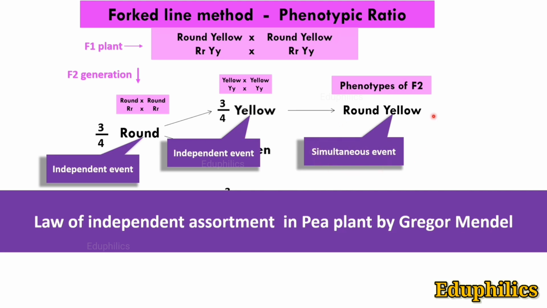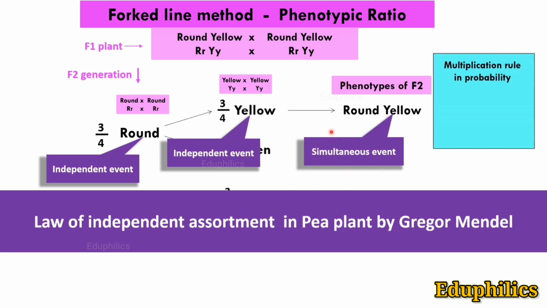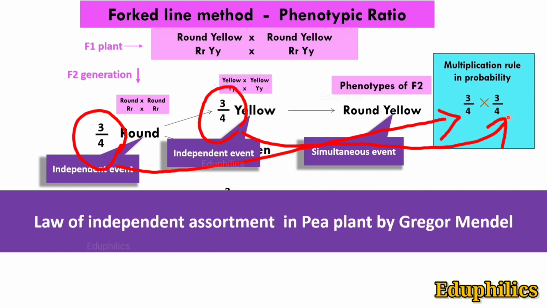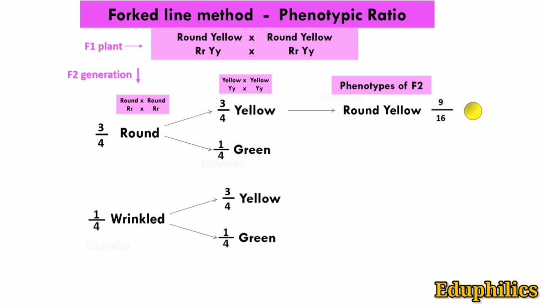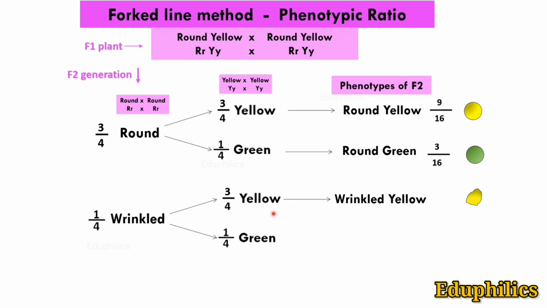To know the probability of a simultaneous event, we follow the multiplication rule in probability and multiply the probabilities of these independent events, which is 3 by 4 round into 3 by 4 yellow. So that is, the probability of round yellow seeds is 9 by 16. Likewise, round green seeds are formed at a probability of 3 by 4 into 1 by 4, so 3 by 16. Wrinkled yellow seeds are formed at a probability of 3 by 16. Wrinkled green seeds are formed at a probability of 1 by 4 into 1 by 4, 1 by 16.